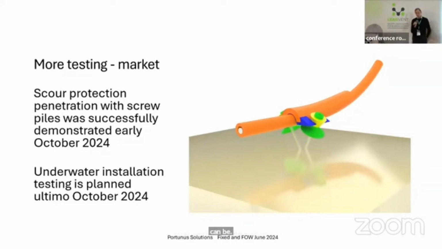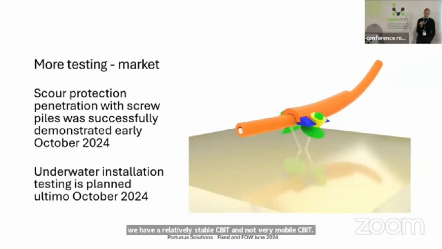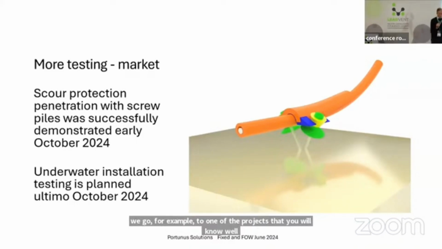In the North Sea, where we have a relatively stable seabed and not very mobile seabed, the typical screw pile is 3.6 meters in length. The actual helix, a continuous helix that we use there, is only 120 millimeters in diameter. If we go, for example, to one of the projects that you will know well, which could be either CFXD or Songning.